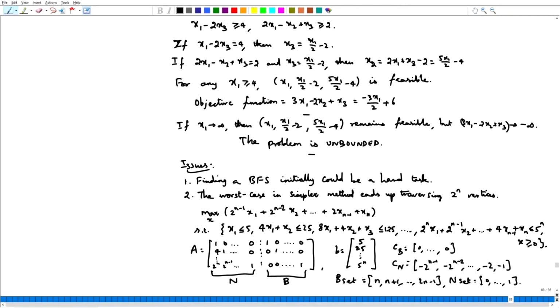And if you recall, we mentioned 2 issues of the simplex method. One is that finding a BFS initially could be a hard task. People did improve this part to some extent a little later, after Danzig, on how to find a BFS initially. We are not going to discuss that since we have other algorithms to discuss. But the second issue is more serious.